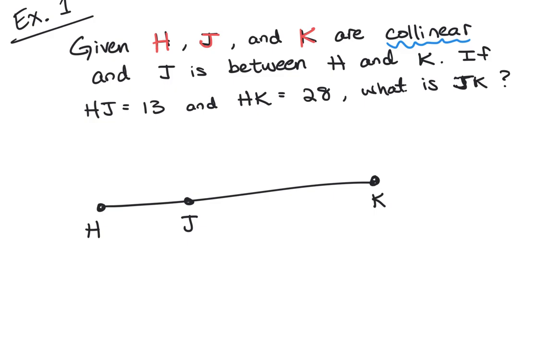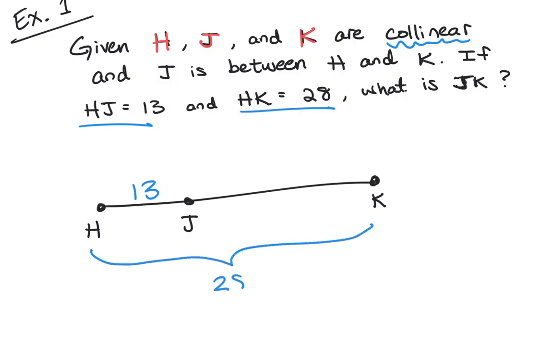It says HJ is 13. So when I see this, I'm going to say, all right, HJ, you get to be 13. And it says that HK is 28. So the distance from H to K is going to be 28. The question says, what is JK? Because they don't have hats on top of them, there's no segment hat there, I know it means what is the length of JK. So the length of JK would be that unknown right there, the distance from J to K.